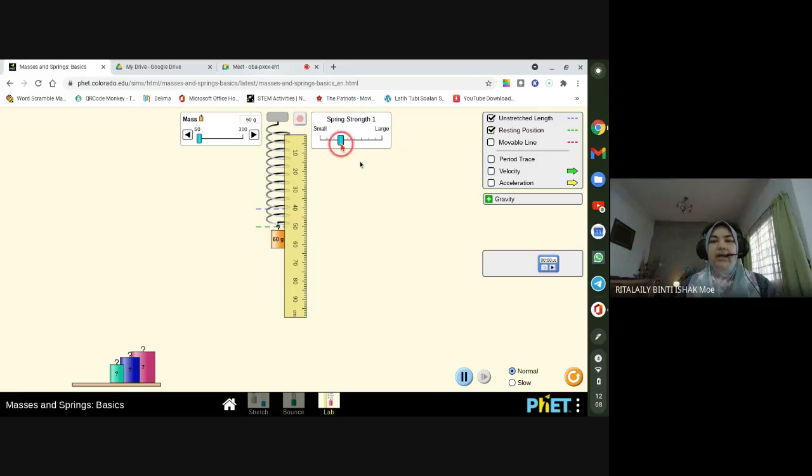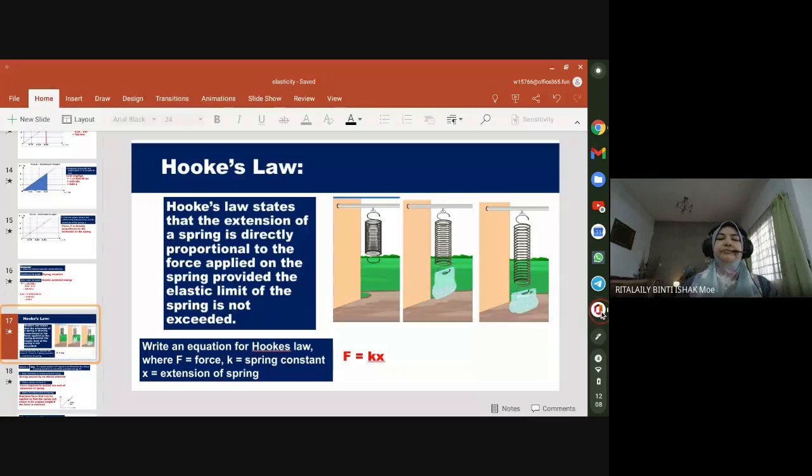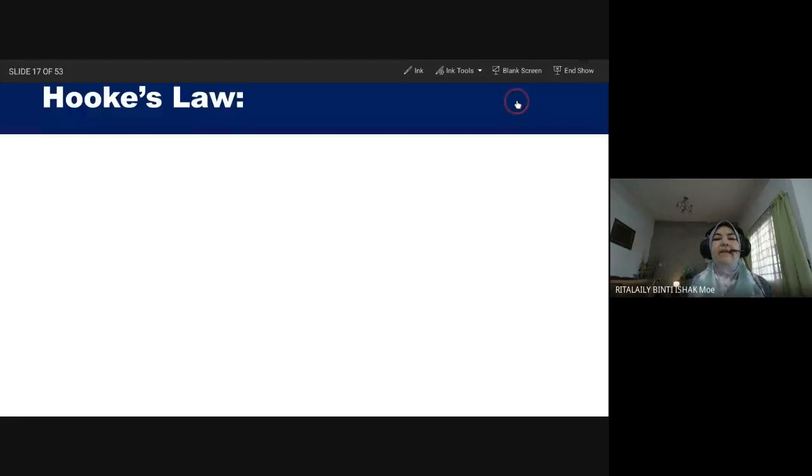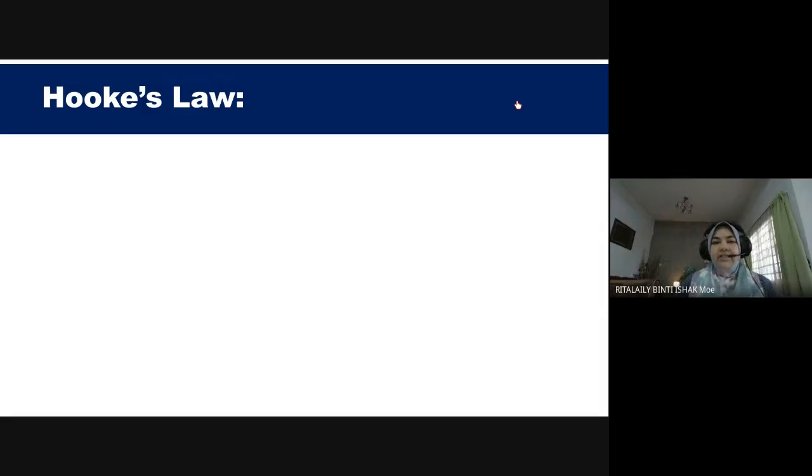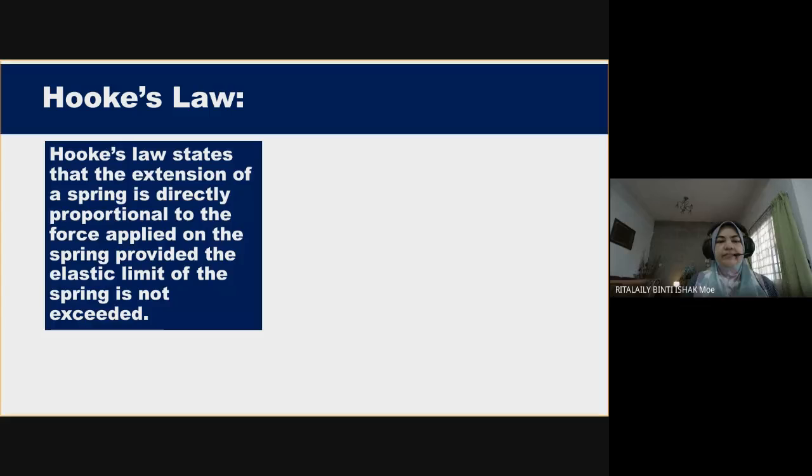Let's continue with Hooke's law. We asked in the previous class, what is Hooke's law? Hooke's law states that the extension of a spring is directly proportional to the force applied on the spring, provided the elastic limit of the spring is not exceeded. So if you are to define Hooke's law, this is the definition.